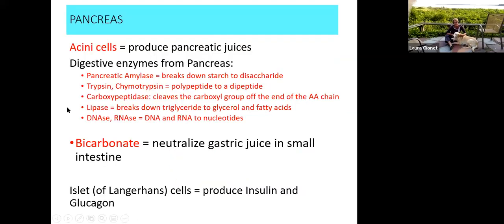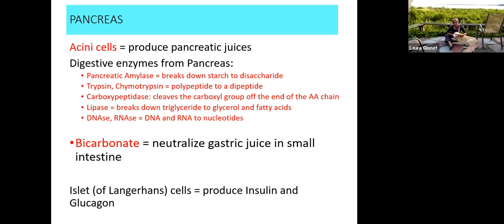The pancreas is composed of acinar cells. And don't forget, we also have the islets of Langerhans, alpha and beta cells that function in the endocrine system. But now we're looking at the rest of the cells. And those are called acinar cells, and they produce pancreatic juices. The pancreatic juice contains digestive enzymes and a lot of bicarbonate.